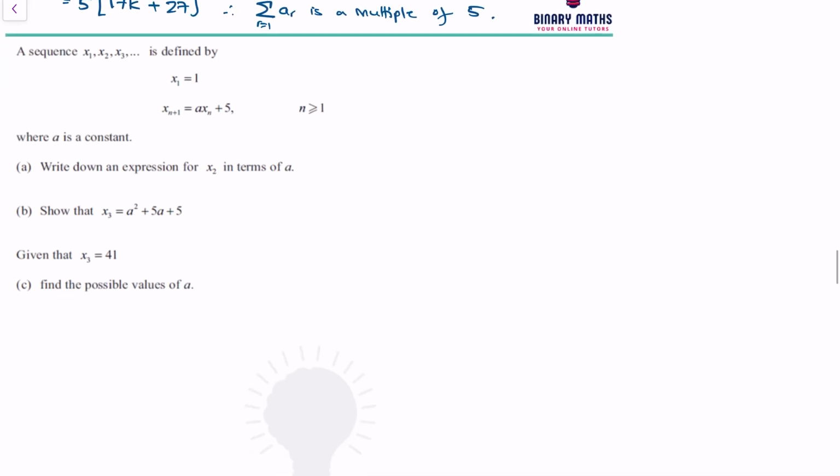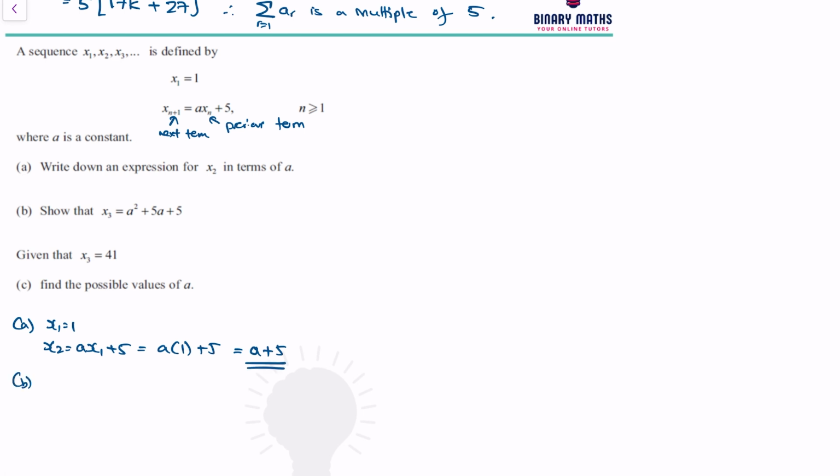A sequence x1, x2, x3 is defined by x1 is equal to 1. To find x sub n plus 1, which is the next term, it's a times the previous term plus 5, where a is a constant. Write down an expression for x2 in terms of a. So x2 is equal to a times the previous term, which is x1, plus 5, which is a times 1 plus 5, which is equal to a plus 5.